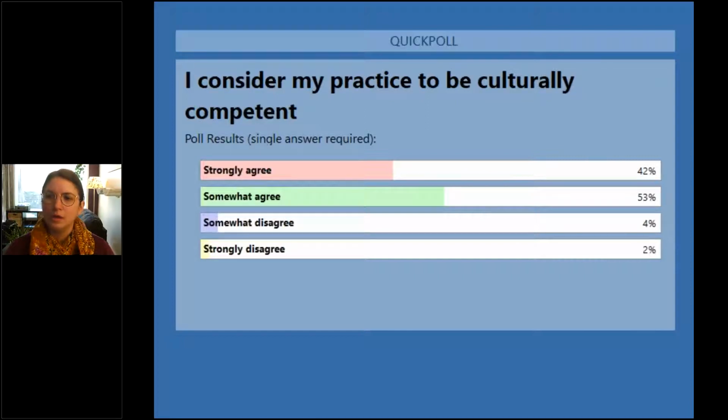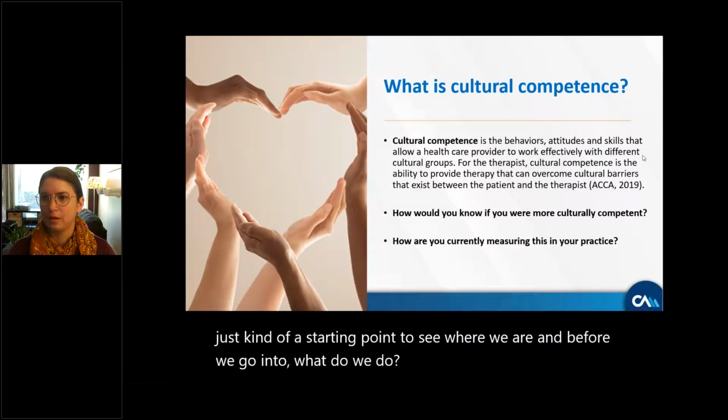Okay, what's helpful about this is not only the self-awareness piece of having to answer that, but also seeing where other people are at, and giving ourselves a gauge: how would I measure this? How do I see this with my peers, other providers? And it's across the board. I'm not surprised by that either. So it's just a starting point to see where we are. And before we go into what do we do? All right, there we go.